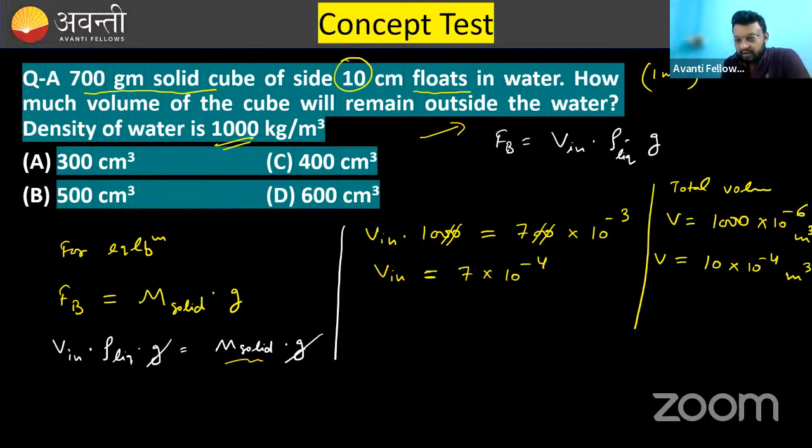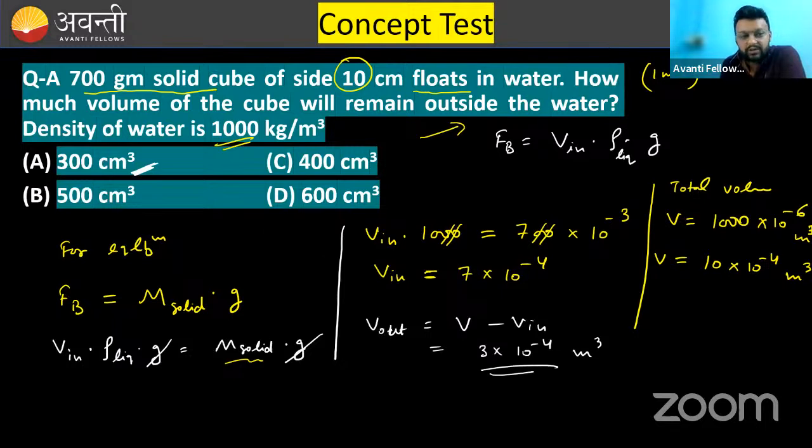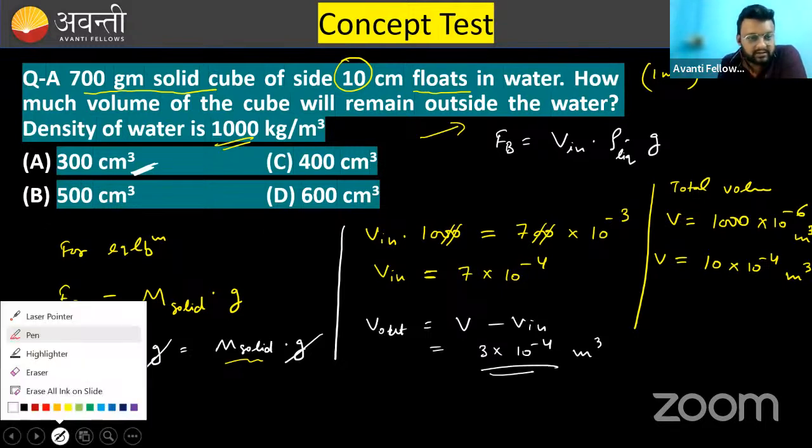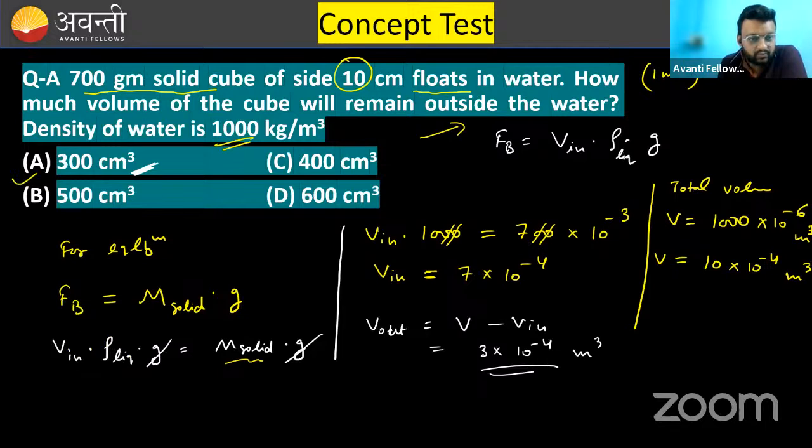So this is volume total. This is volume inside. So outside volume will be, if I change the color, V outside will be V total minus V inside, and V total minus V inside will be 3 into 10 raised to the power minus 4 meter cube. Let's check the options. Options are in centimeter cube. So the correct option is option A, that is 300 centimeter cube.